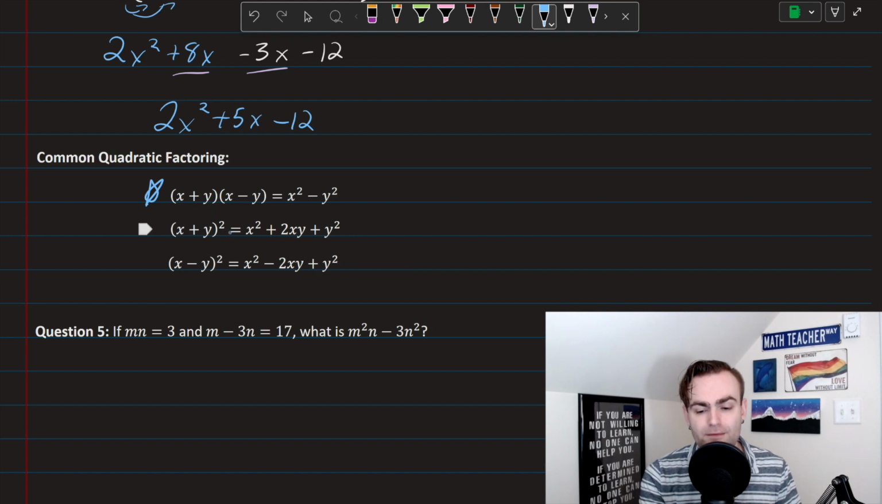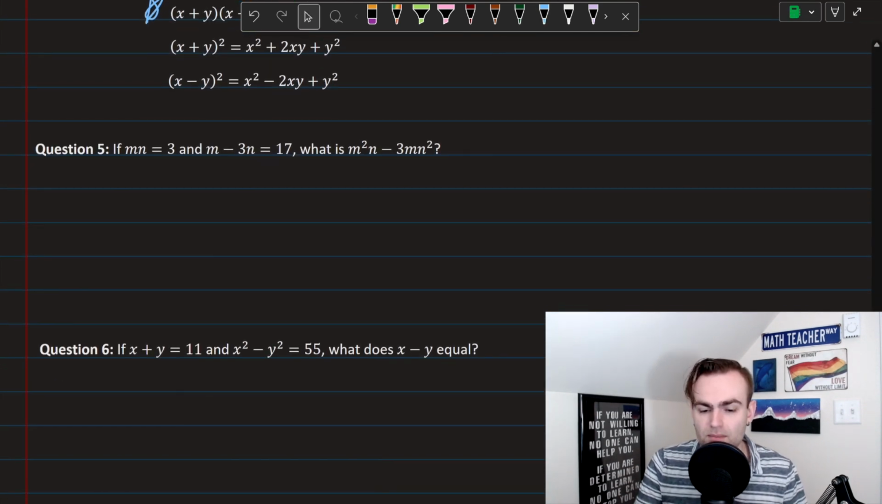If I have the same idea, but I have a plus y squared instead of a minus y squared, and what's in the middle is double the product of the square roots of those, then I have x plus y, squared. And if the middle term is negative, then I have x minus y, squared.